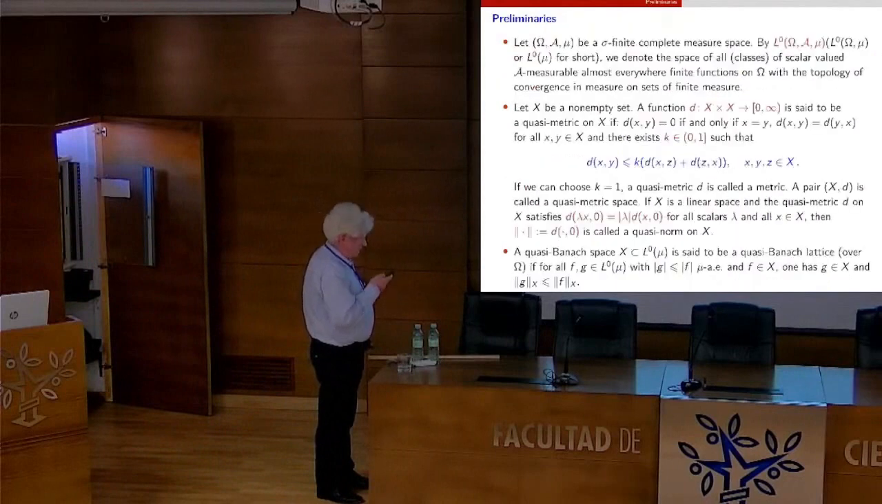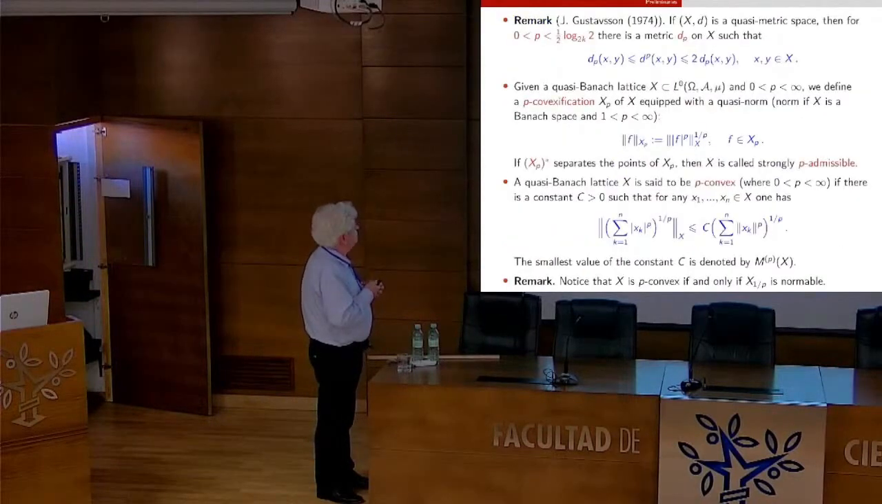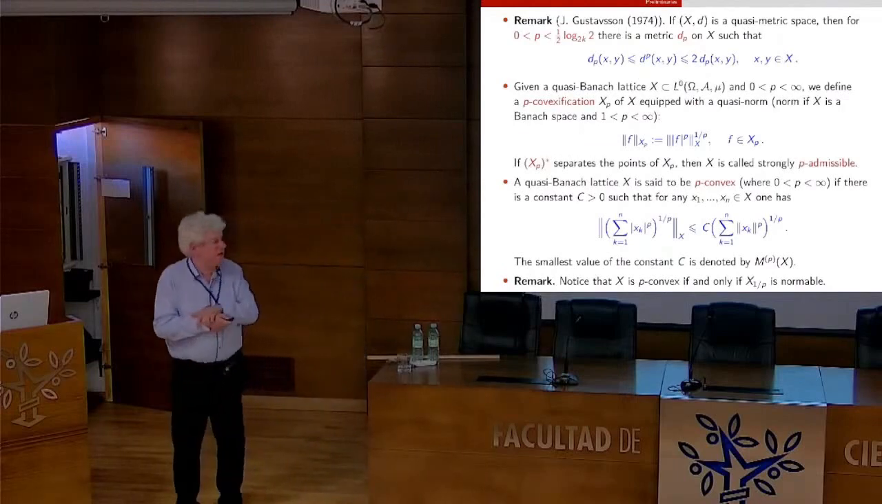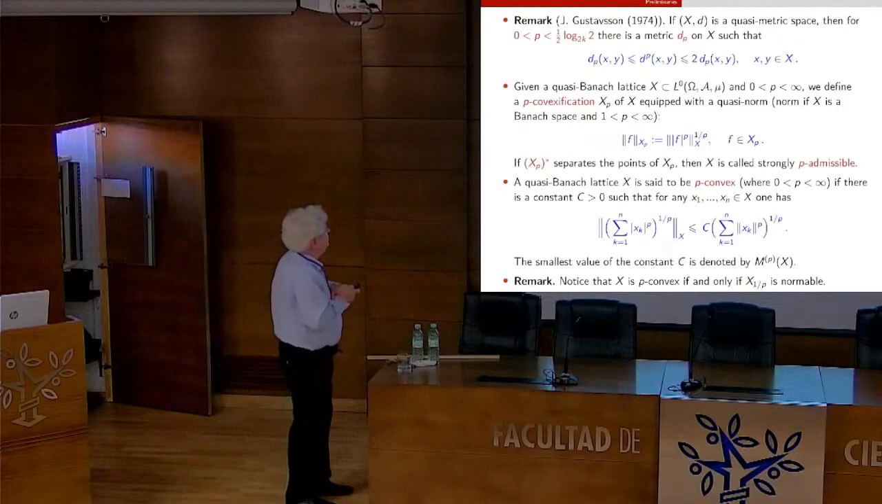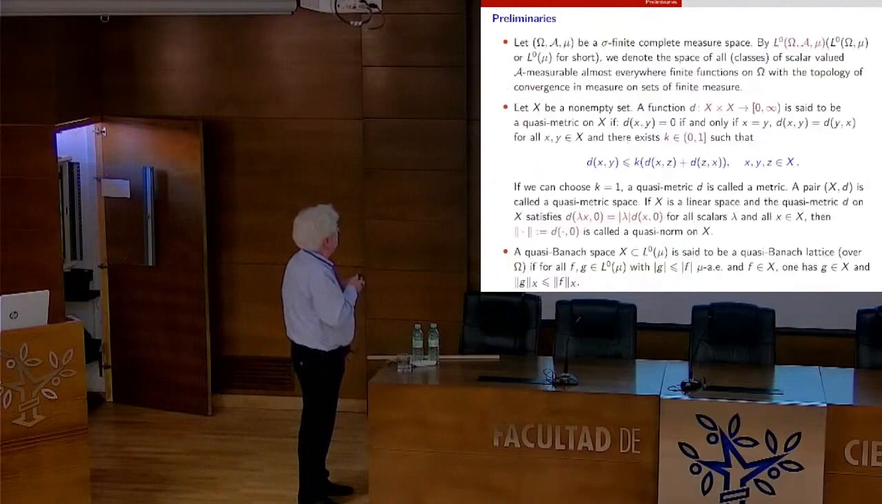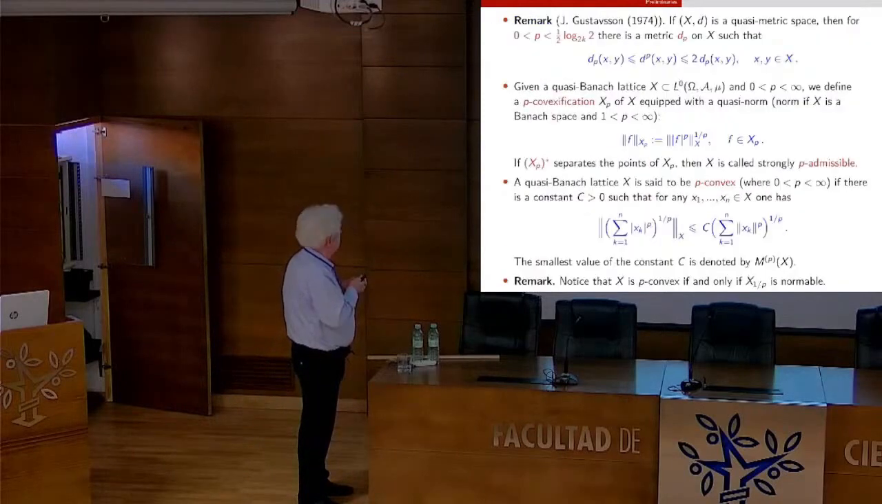So there is a nice observation of Gustafsson that we can always introduce a metric from a quasi-metric. This is a variant of the extension of the Aoki-Rolewicz theorem, which says that with P between 1/2 and log with base 2k of 2, we have the following.